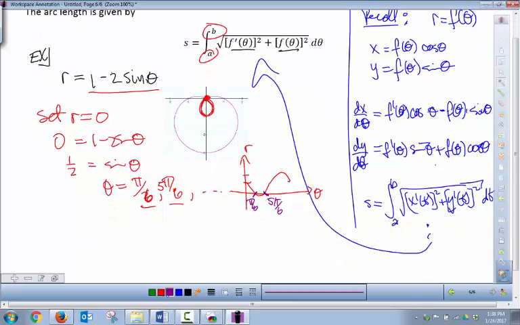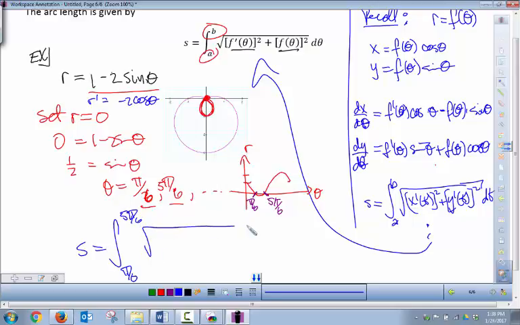All right, so our arc length from here, it should be, oh, I still need to take the derivative. So the derivative of r with respect to theta is -2 cosine theta. And that's it. So those are the things that you would put into the formula. So your arc length is going to be equal to the integral from pi/6 to 5pi/6 of the square root of the derivative, which is -2, the negative will go away, cosine theta squared plus the original function.